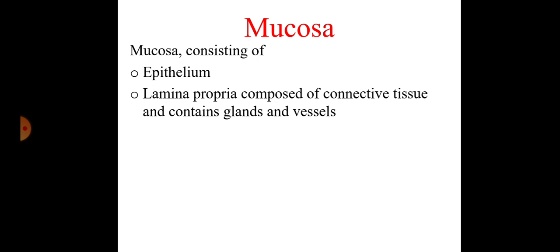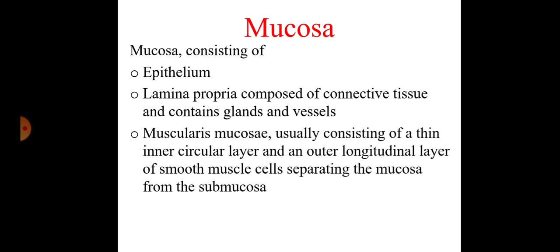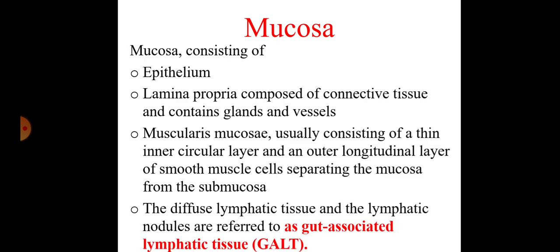Deep to it is located the lamina propria. This lamina propria is composed of connective tissue and contains glands and vessels. Deep to it is located the muscularis mucosa. This muscularis mucosa is composed of smooth muscle arranged as inner circular and outer longitudinal. And this muscularis mucosa separates the mucosa from submucosa.